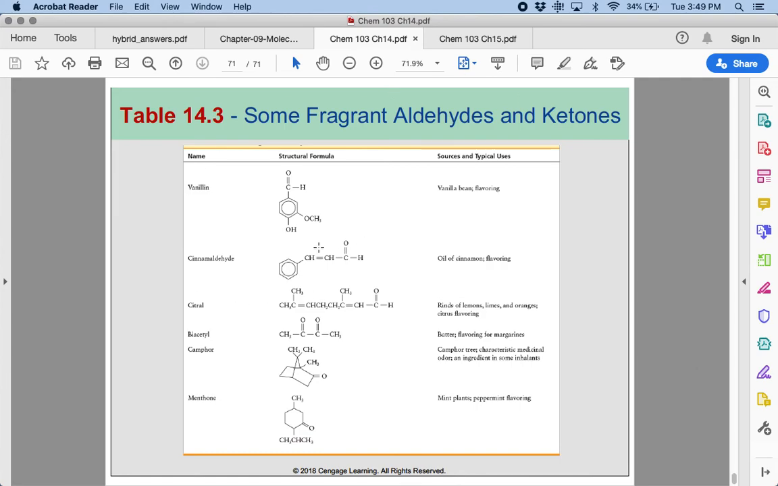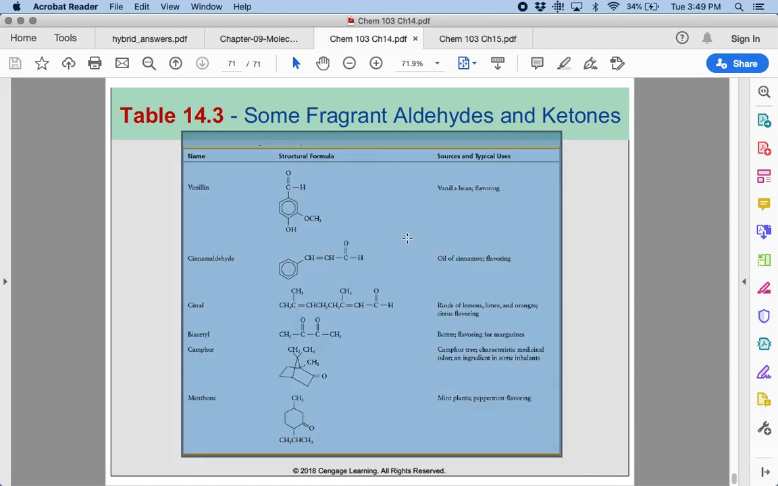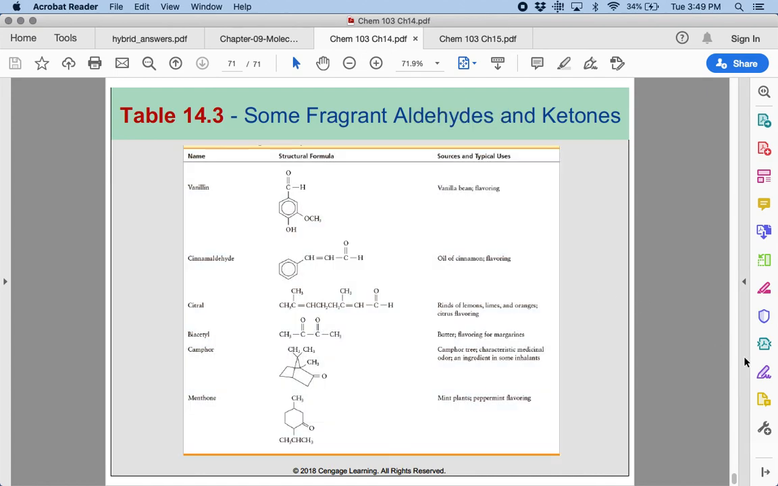Again, cinnamaldehyde, this is used in Big Red Gum and Fireball, the alcohol, to give things that cinnamon flavor. We also have things like citral, which is like a lemon flavoring, camphor, which is kind of like a medicinal type flavor, menthone, which is part of a peppermint flavoring. So as you can see, these aldehydes and ketones are very, very popular in flavors and scents that we use in a lot of foods and candies and things like that.